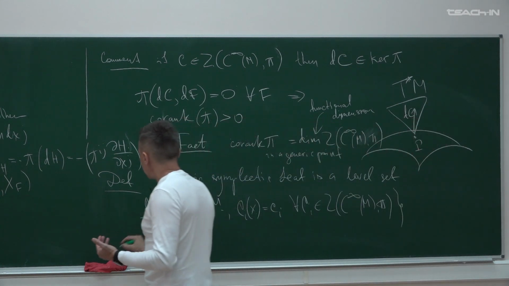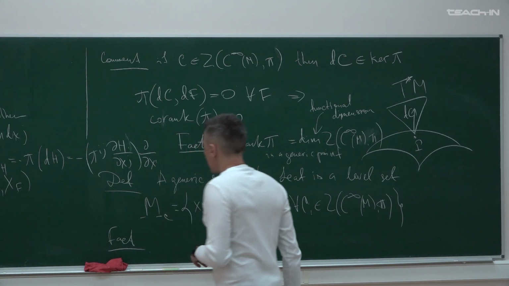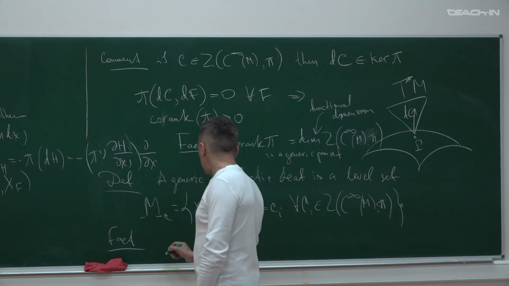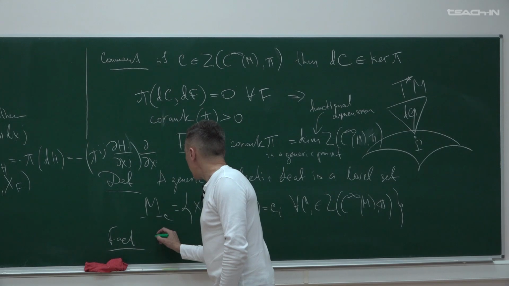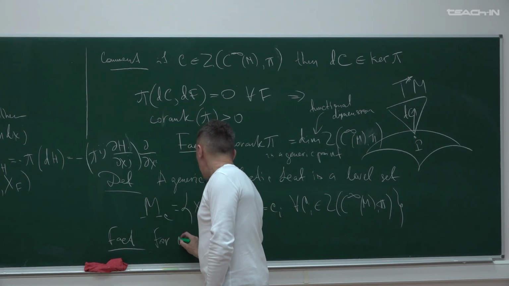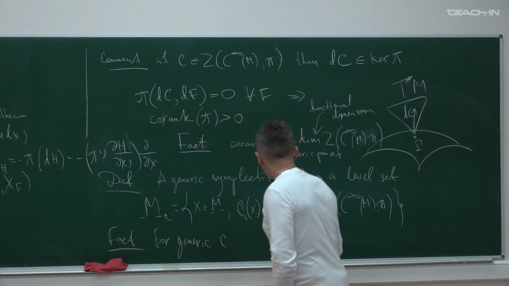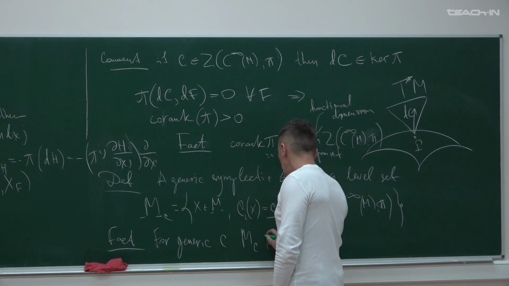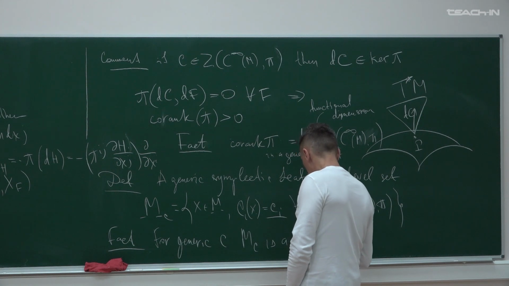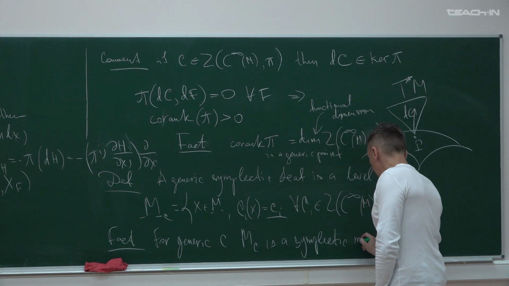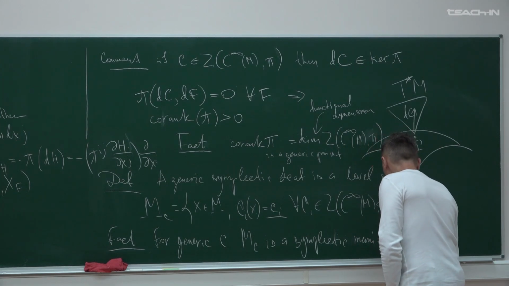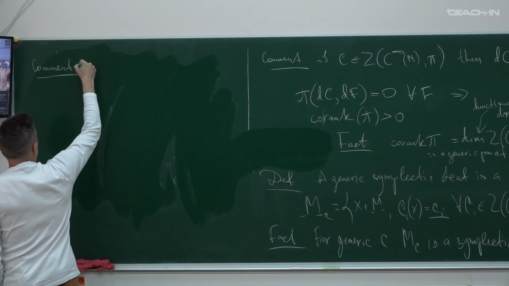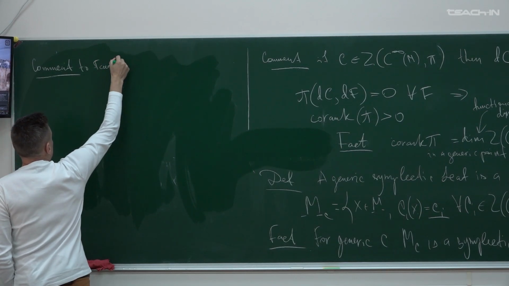In the statement, also as a fact, we will see it in examples, but it is a general statement that for generic C, it means the choice of central values, M_C is a symplectic manifold. Comment to this fact.